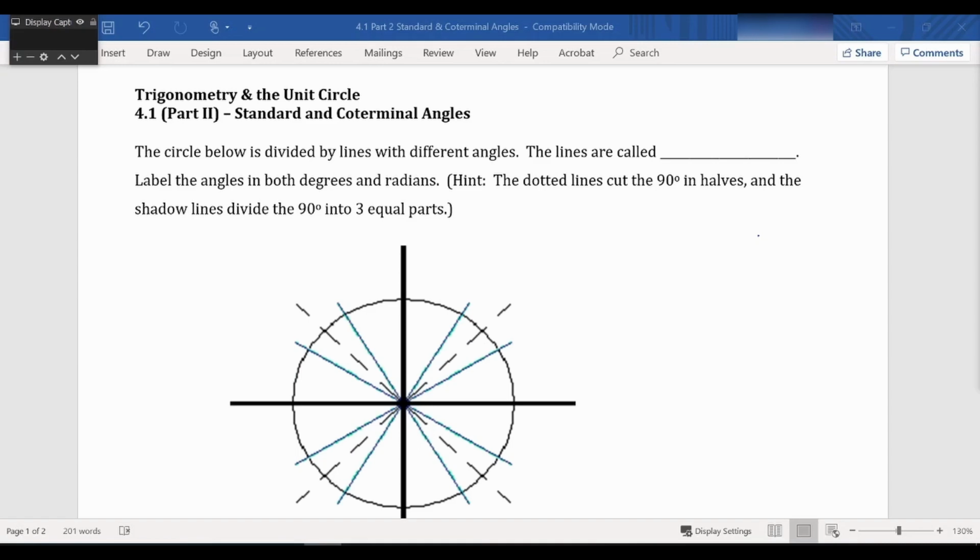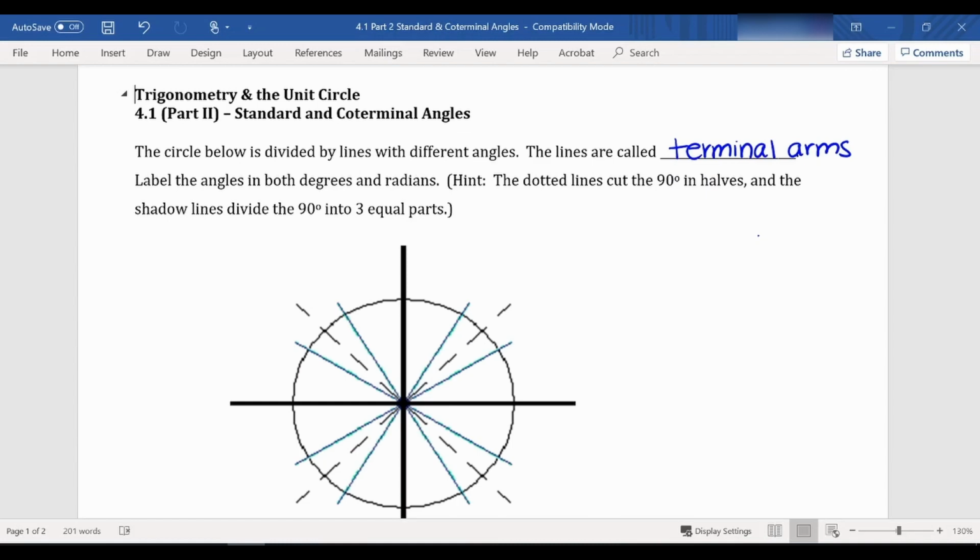So first we see this circle here that has a bunch of lines. We're going to consider each of these different lines a different angle measure, and these lines are called terminal arms. We're going to label all these lines in degrees and radians. Hopefully we already are comfortable with degrees because we should have done that in Math 11. But if not, this is going to be maybe a little bit more work for you.